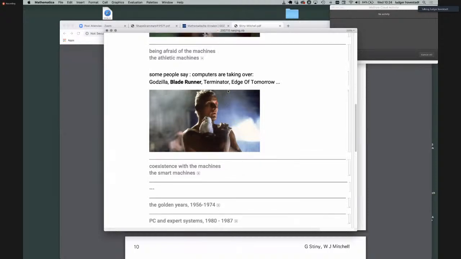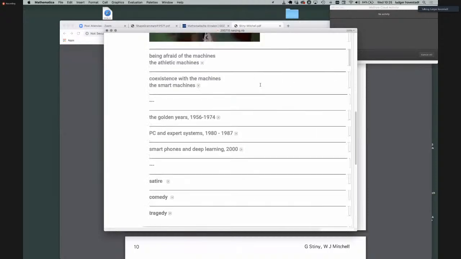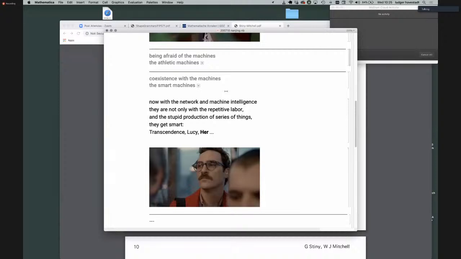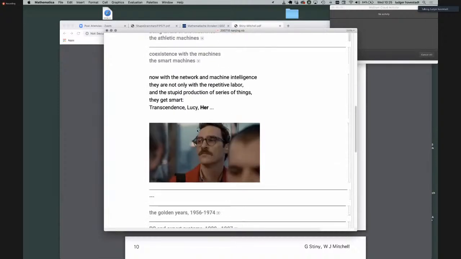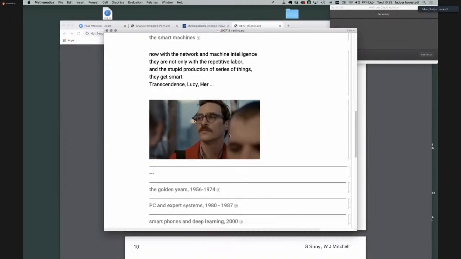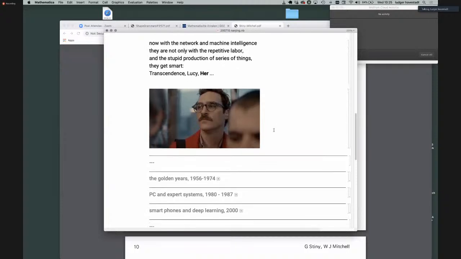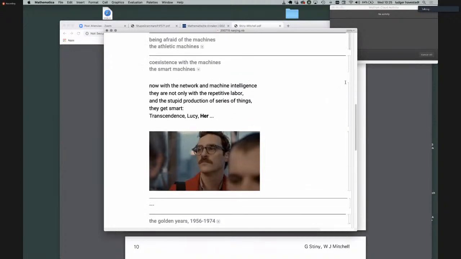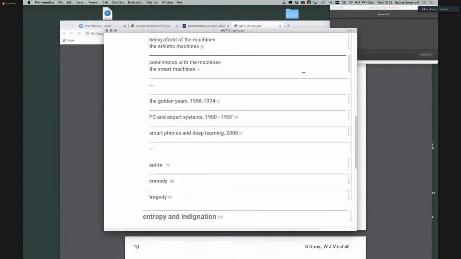These are the aliens. Or they come in a kind of coexistence, for example, Transcendence, Lucy, or Her. So then we have that, the alien is just in his ear and talking all the time as a girlfriend. So these are the two principal attitudes.